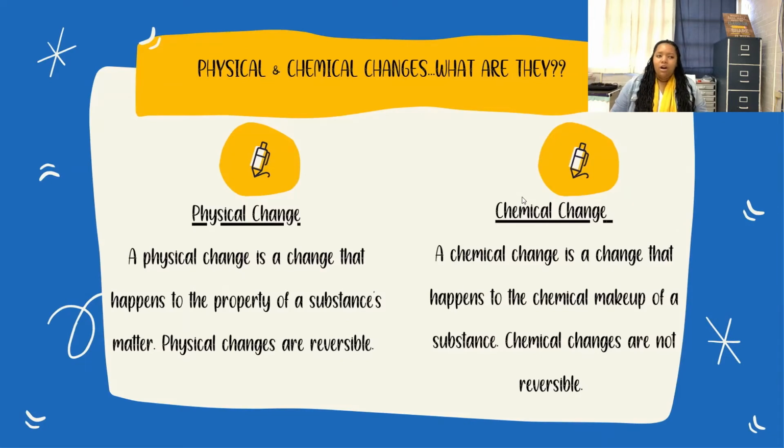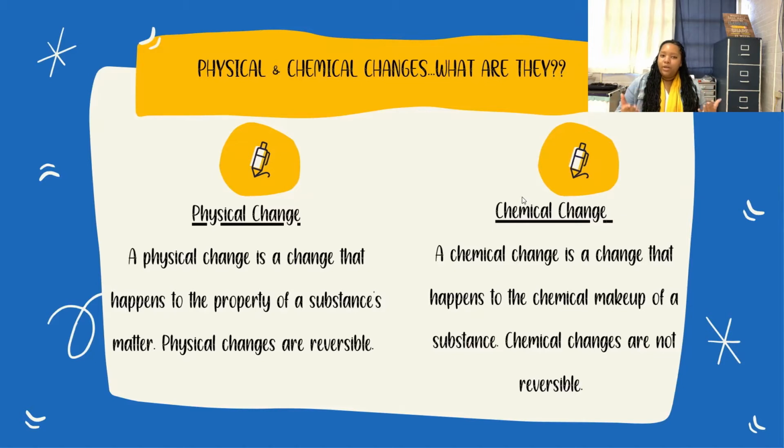So, what are physical and chemical changes? Well, a physical change is a change that happens to a property of a substance's matter. Physical changes are reversible. So, what that definition means is that physical changes don't change the makeup of a substance.